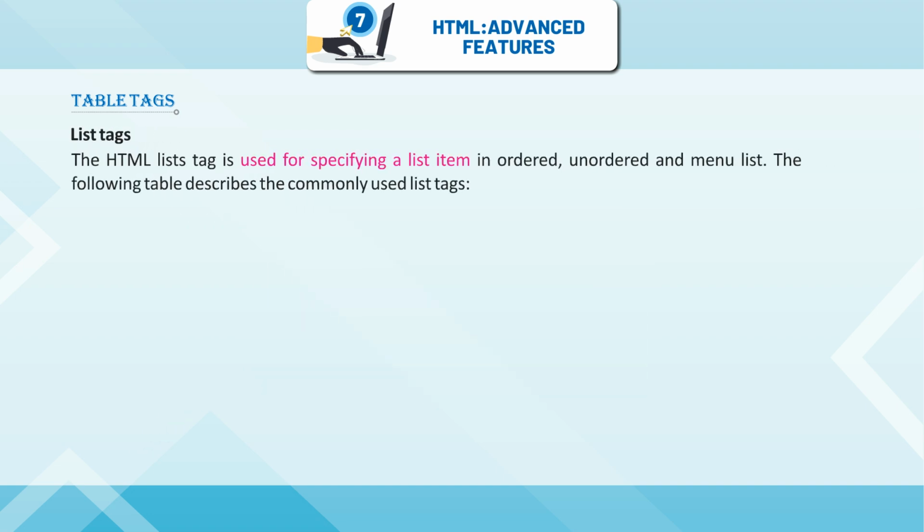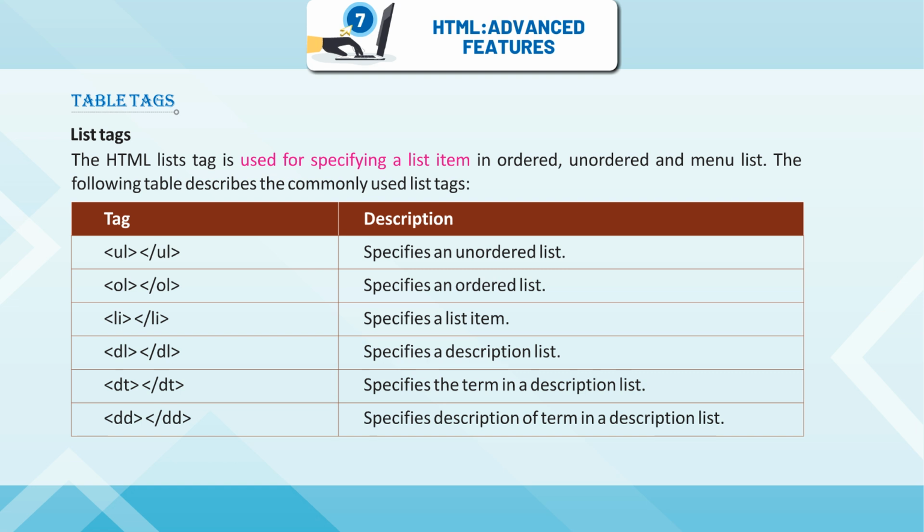Code example. Output. List tags. The HTML list tags are used for specifying a list item in ordered, unordered, and menu list. The following table describes the commonly used list tags. Tag, description. Open UL tag, close UL tag, specifies an unordered list. Open OL tag, close OL tag, specifies an ordered list. Open LI tag, close LI tag, specifies a list item.